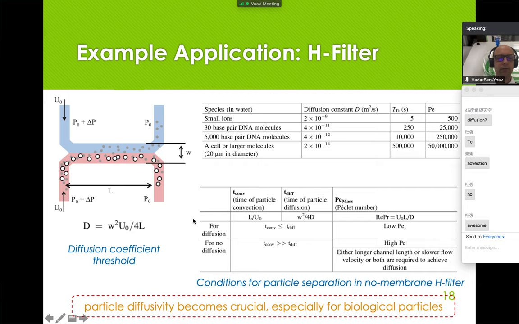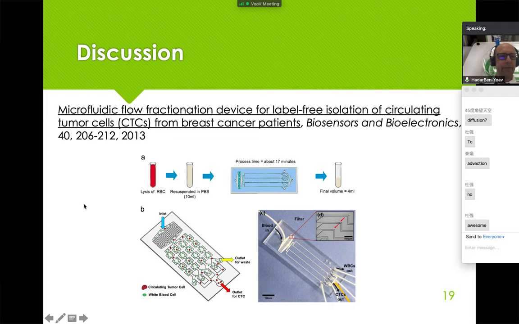Okay. So here I brought a paper that I want to show you as another example. It's kind of a discussion. And I'm going to explain the paper. I mean, later on you can go to this paper and download it, but I will explain what happens here.